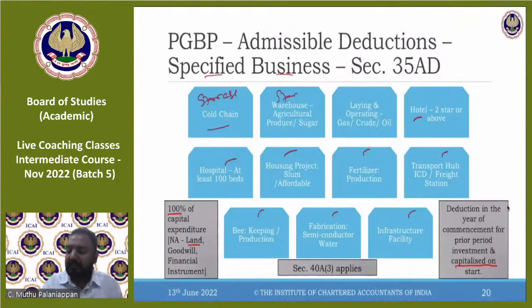One thing that we need to understand is section 40A3 applies for this section 35AD also. So what is 40A clause 3? 40A clause 3 is if an expenditure is made in other than the prescribed modes, that is banking mode, electronic prescribed modes, account payee cheque, account payee draft. If it is paid through any other mode other than this, with a value of more than 10,000, then it is not an eligible expenditure. So that is where section 40A3 comes into the picture. Clear? So 35AD is eligible for these businesses from cold chain to infrastructure facility.